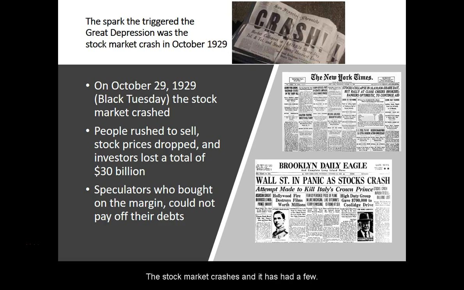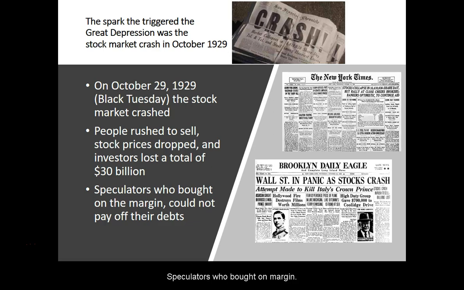And it had a few small crashes prior to this within the week before, but this is the really big one. People start rushing to sell their stocks because they want to try to make any money they could possibly back. Because pretty much all these people are buying on margin. They're buying on credit. And the stock market drops significantly. Prices plummet. And investors lose a total of $30 billion.